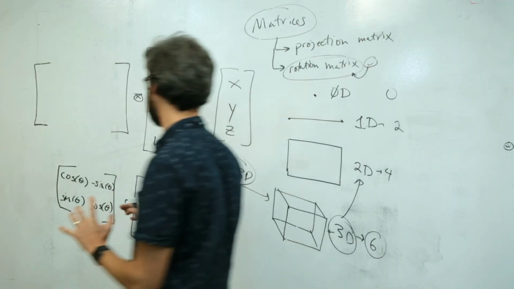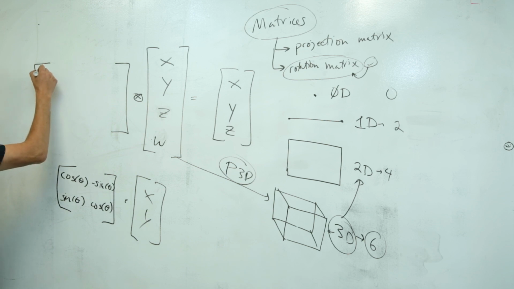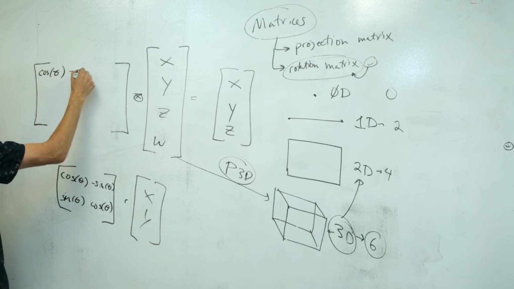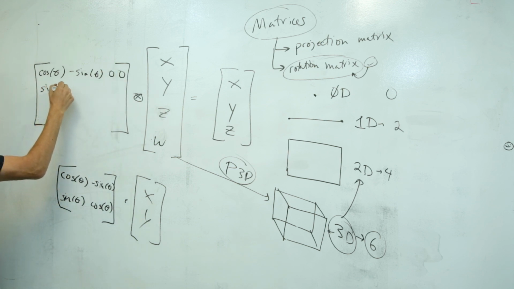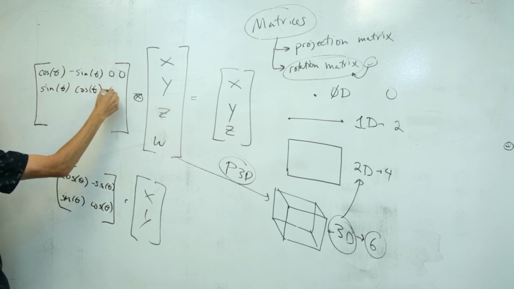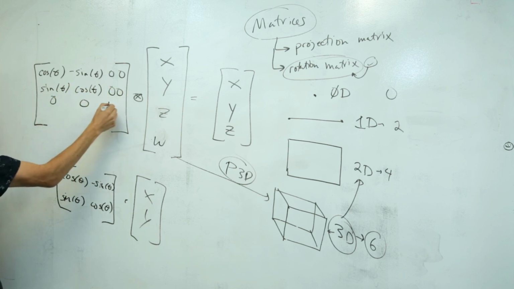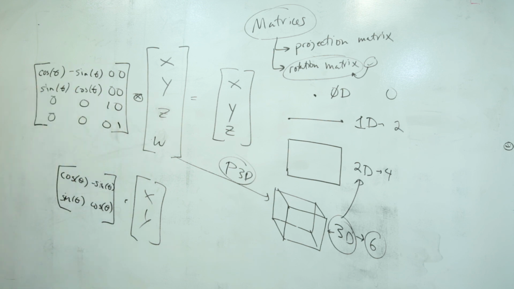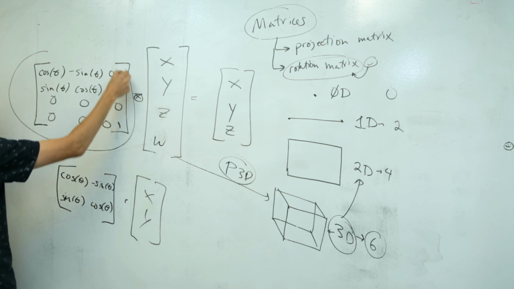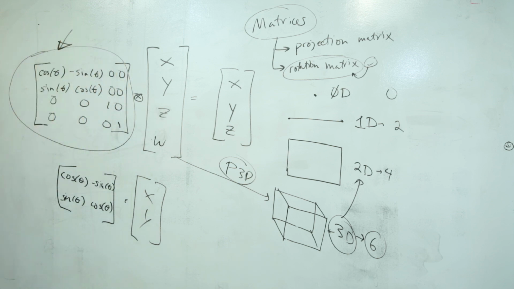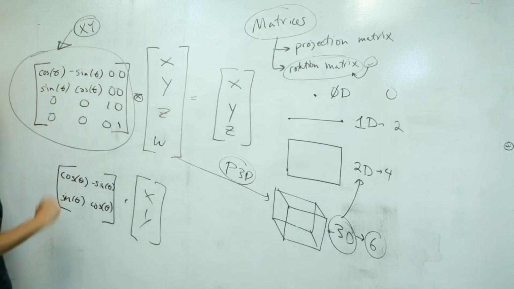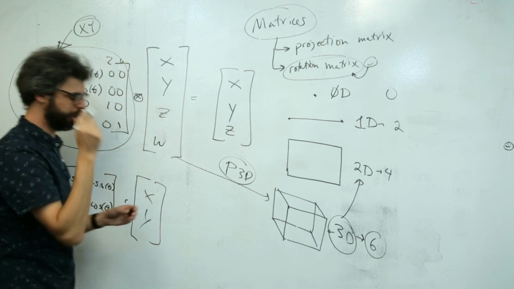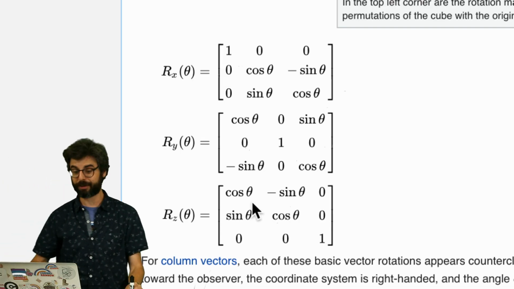So now, if I want to rotate in 4 dimensions, I would just put cosine theta, negative sine theta, 0, 0, sine theta, cosine theta, 0, 0, 0, 0, 1, 0, 0, 0, 0, 1. This is now a rotation matrix that will rotate using the x and y axes. No z, no w. So this should look sort of familiar to us if we apply this in the code.